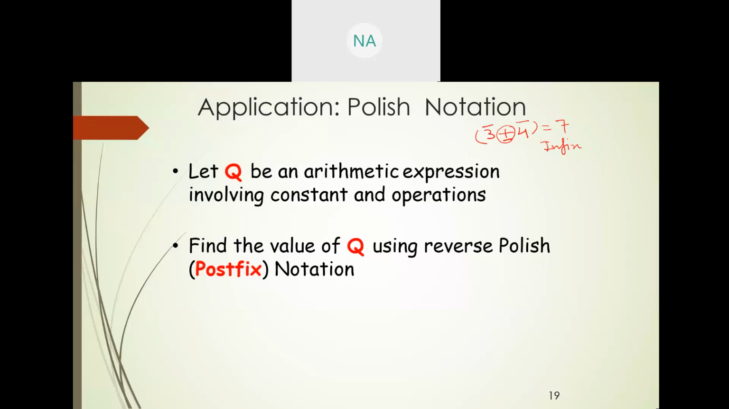Let Q be an arithmetic expression involving constants and operators. Here 3 and 4 are constants, the operands in this expression, and plus is an operator. Find the value of Q using reverse Polish notation, which is also called postfix notation. We will see in the next slides what Polish notation or reverse Polish notation means.